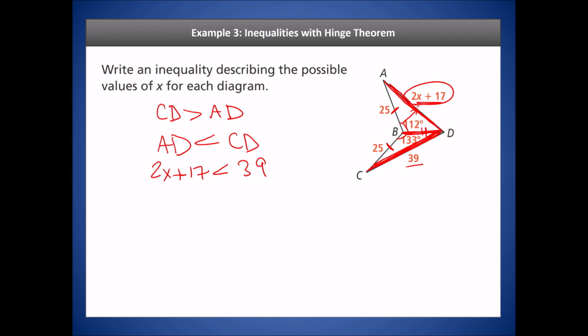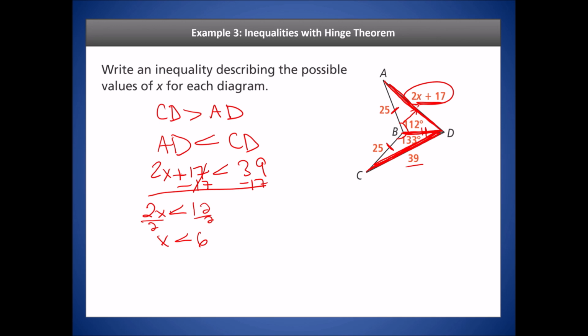Now I want to solve this. I'm going to solve it just like any equation. Subtract 17 on both sides, and we have 2x is less than 12. Then divide by 2 on both sides. So x has to be less than 6.